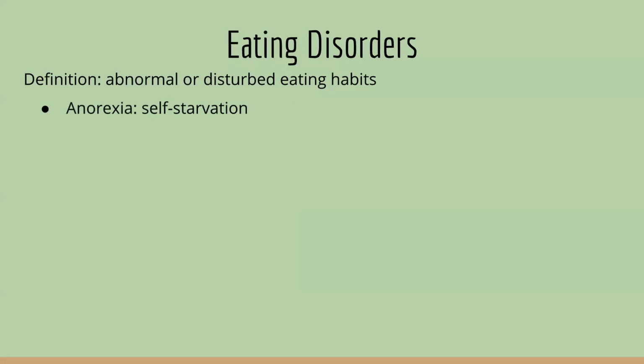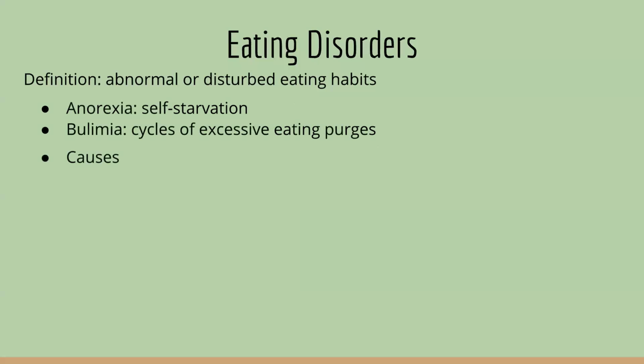So there are 2 forms of eating disorders. One of them is anorexia, and this is characterized by self-starvation or withholding food. And bulimia is characterized by excessive eating, or binge eating, and then purging the food later, or getting the food out of the system in unnatural ways, like throwing up or laxatives and that type of thing.